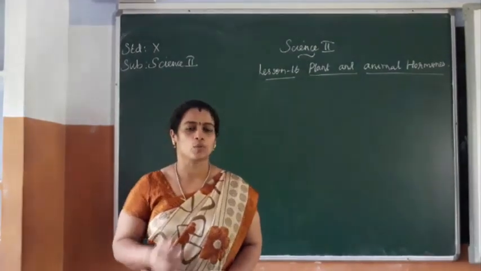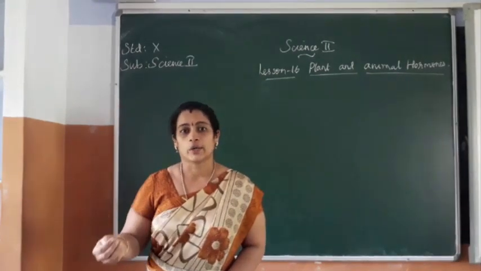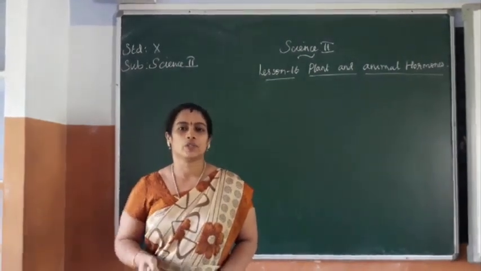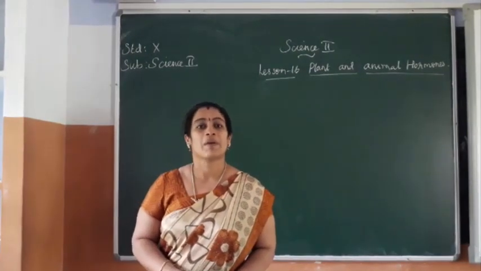Okay, plant and animal hormones. Two parts we have completed. Plant hormone and also up to thyroid gland we have completed. Today we are going to study about the remaining glands. So the first one we are going to study about is the parathyroid gland.